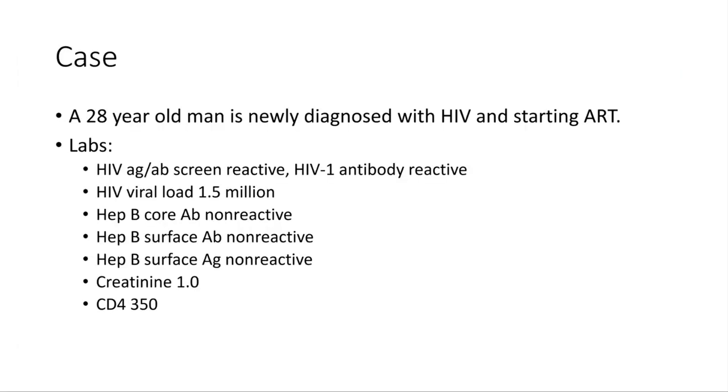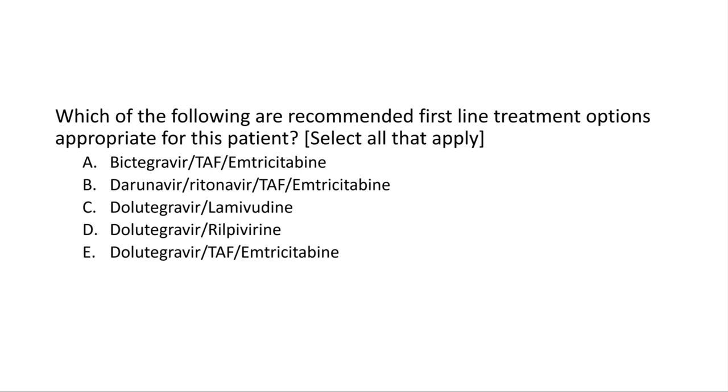So let's see. Jess, you want to do the first case? Sure. 28-year-old man is newly diagnosed with HIV and starting ART. Labs-wise, his antigen antibody screen is reactive, HIV-1 antibody reactive, viral load is 1.5 million. Hep B core antibody non-reactive, surface antibody non-reactive, and antigen non-reactive, creatinine of 1, and a CD4 count of 350. Which of the following are recommended first-line treatment options appropriate for this patient?